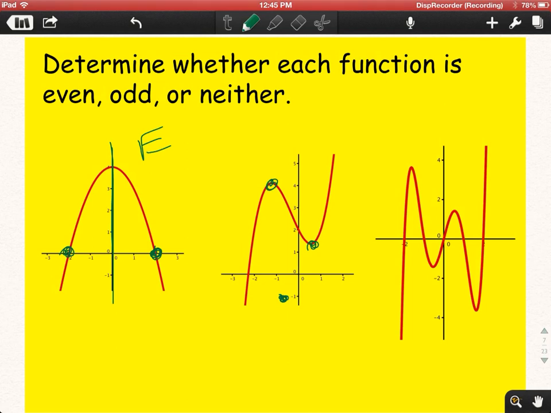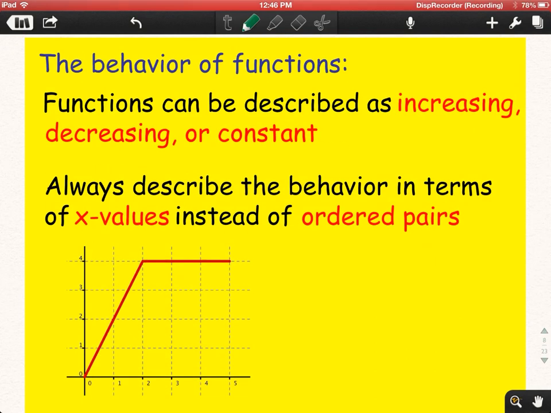Do we have anything here and then over here? Do we have those points? No, they don't match. So this is neither. And then finally odd. So first quadrant, third quadrant, matching. Fourth quadrant, second quadrant, matching. So that would be odd.